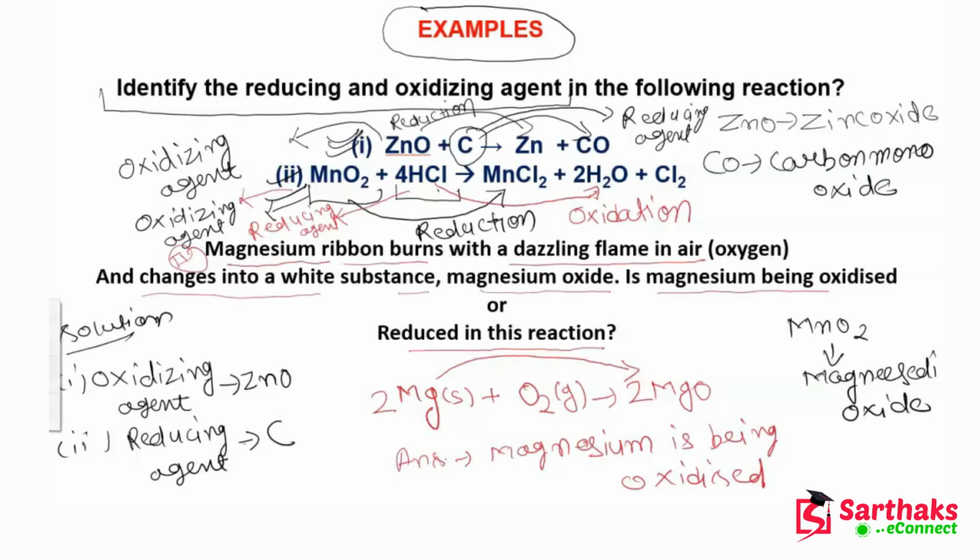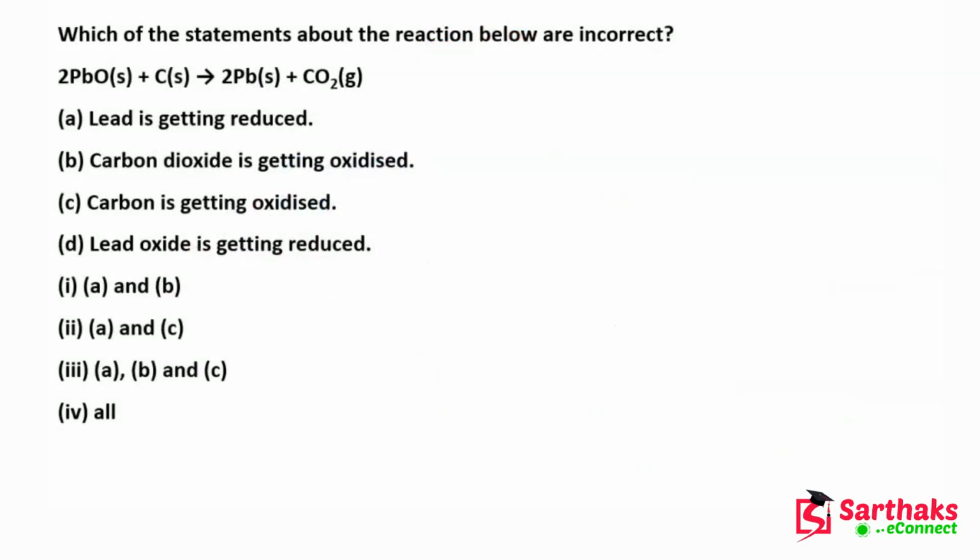Now guys, let's move ahead and talk about the other things. Here we have been given a question. This is a chemical reaction where PbO, which is lead oxide, reacts with carbon and converts into lead and carbon dioxide.